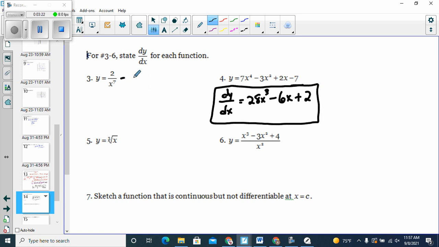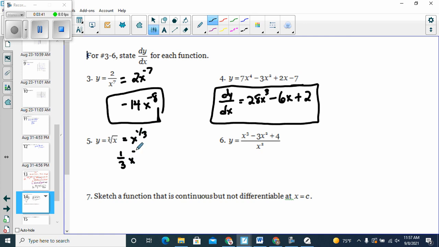Number 3, we're going to use the power rule by moving that x to the 7th to the top. Negative 7 times 2, subtract 1 from the exponent. Negative 7 minus 1 is x to the negative 8th. Write this one as x to the 1/3. 1/3 minus 1 is negative 2/3.